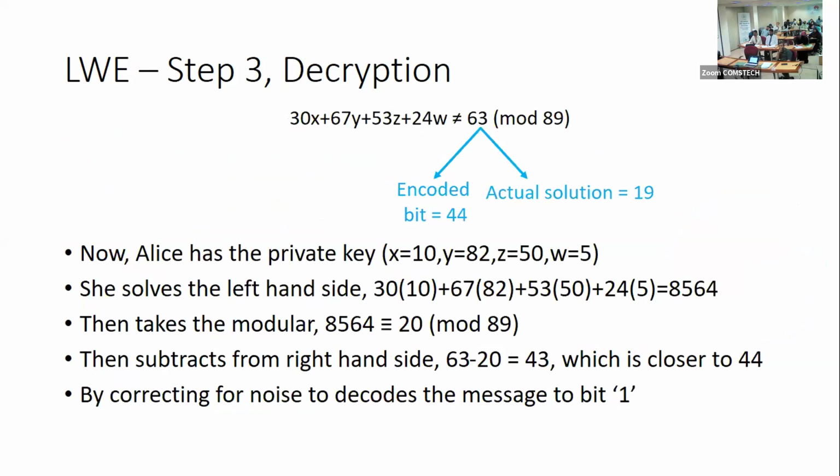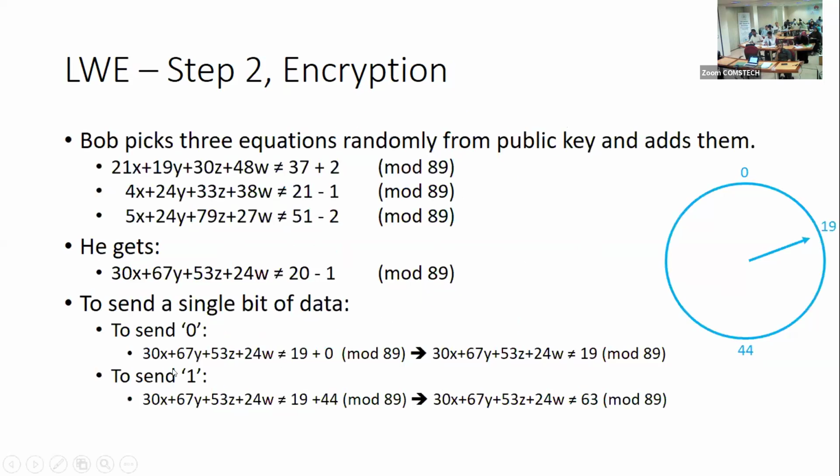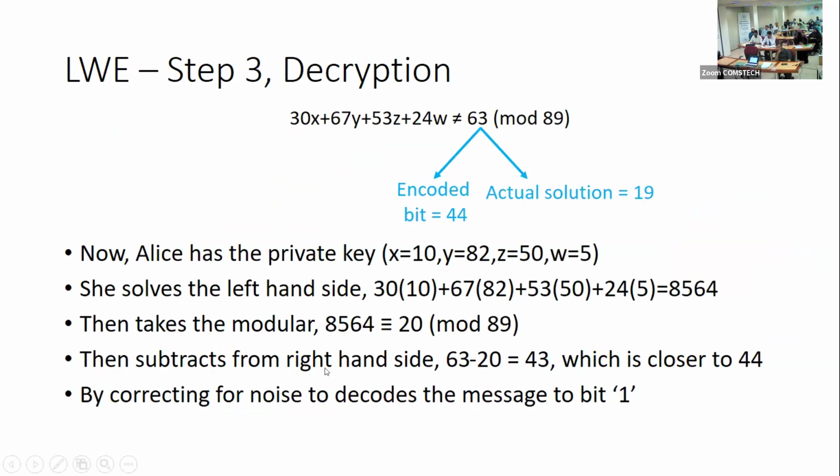Okay, so now Alice received that equation, which is this. In this particular case, Bob wanted to send 1, so he added 44 to it. Okay, so we got this. But remember, this 63 is 44 plus 19. Just for you to remember, Alice doesn't know this. But Alice has the private key, so she will solve the left hand side of the equation. When she solves it, she gets 8564, and then she does mod 89 and gets 20. Now this 20 we subtract from this 63. So 63 minus 20, you get 43. If this is close to 44, you have 1. If this is close to 0, you have 0.